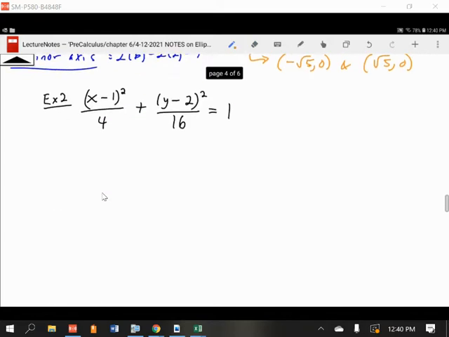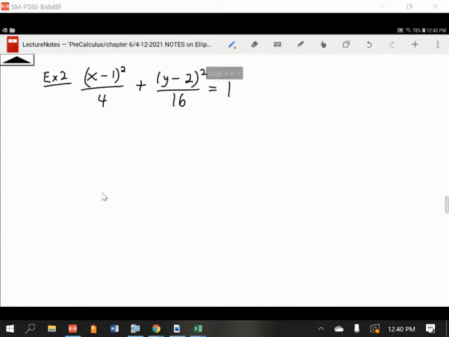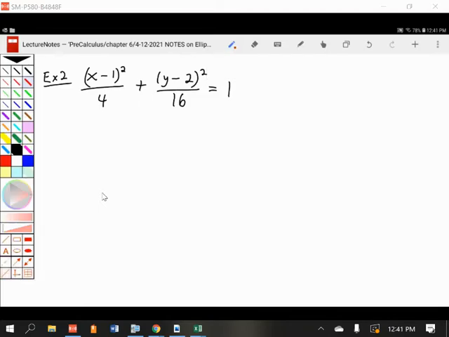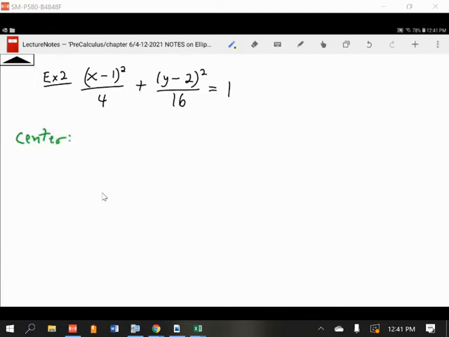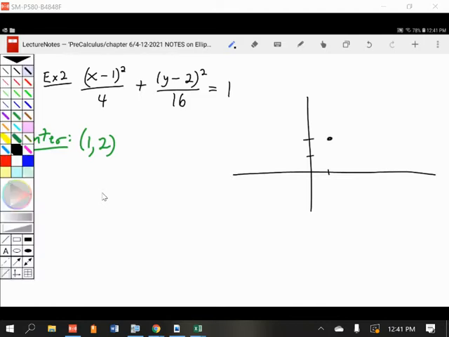So my second problem, very similar, except I changed a few things. Notice what's different now is the center. What is the center of this ellipse? The center is (h, k). What number is h? That's 1. What number is k? That's 2. So my center is going to be 1 to the right, 2 up. There's my center. I'll make it green.